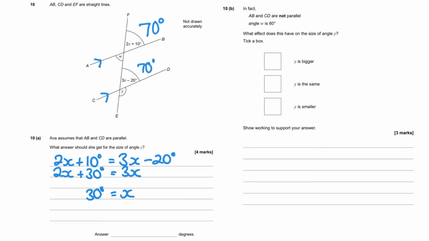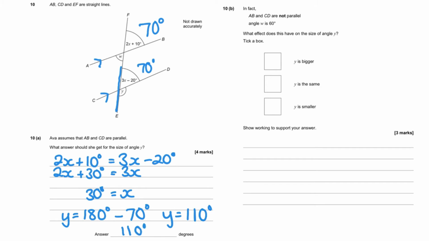So to go about finding y, here we've got a straight line. We know that angles on a straight line add up to 180 degrees. So y is equal to 180 degrees minus the 70 degrees that we've worked out to be the other angle. So y is equal to 110 degrees. So we can pop that down there as our answer.